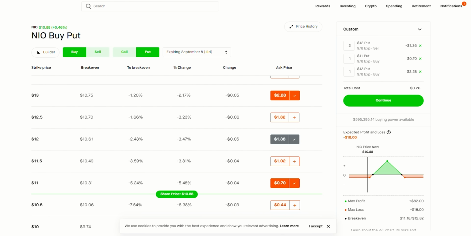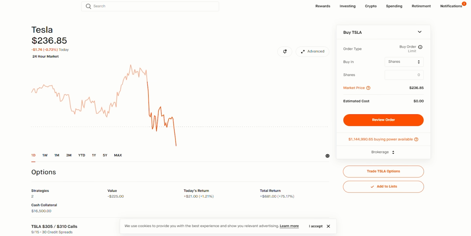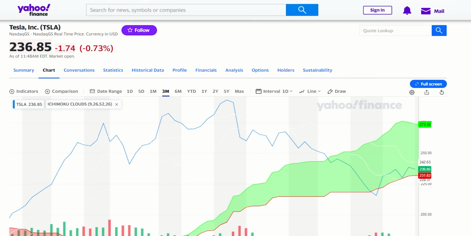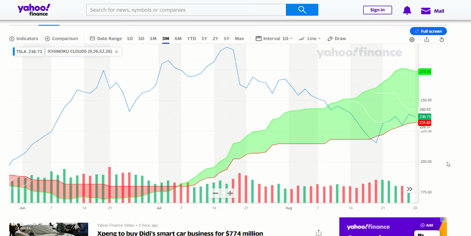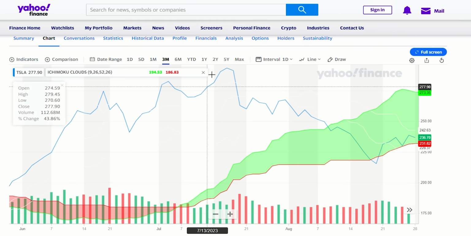Now, the third strategy that I want to go over is going to be on Tesla. Tesla is a really popular stock, of course. And if I take a look at the cloud here, Tesla is on the bottom range. So it's potentially going to be bearish. I don't know if it's going to break trajectory or not. If I take a look at some other factors, let me get rid of the cloud.